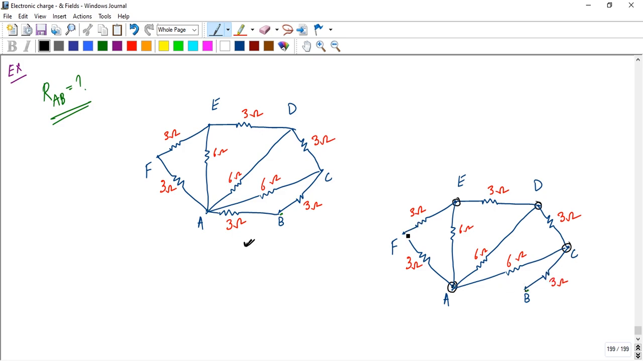So now if I start from F, you see that this 3 ohm and this 3 ohm are in series connection, because there is a single line, a single path. So these 3 and these 3 are in series. The total resistance, in series means plus, so we get 6 ohm. So remove these two and put a 6 ohm resistor.